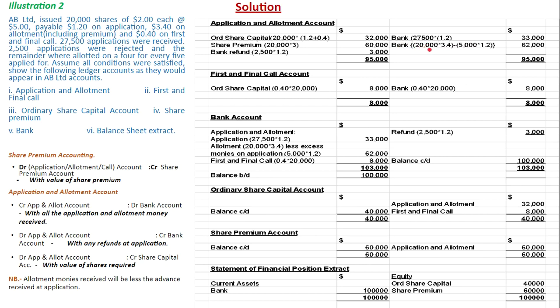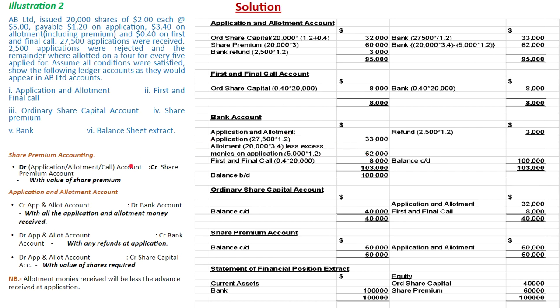20,000 shares multiplied by $3.40 being the value that was required on allotment, less the excess monies received on application, 5,000 multiplied by $1.20, will give us 62,000. Double entry, we record on the debit side of the bank account, allotment 20,000 multiplied by $3.40, less excess monies on application, 5,000 multiplied by $1.20 to give us 62,000.